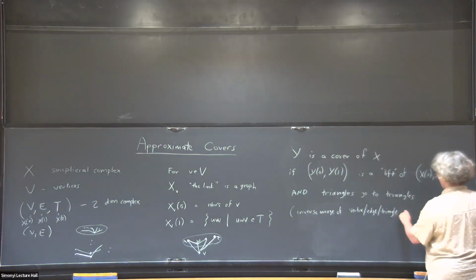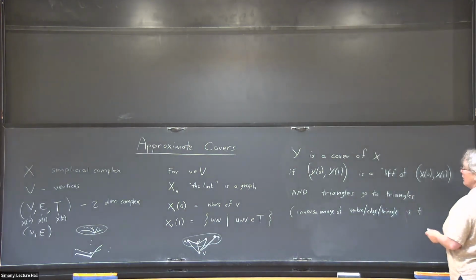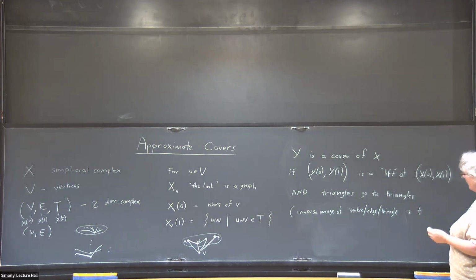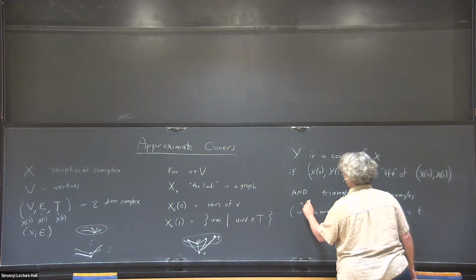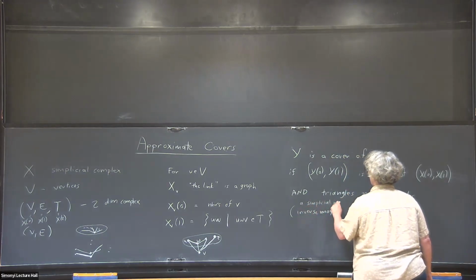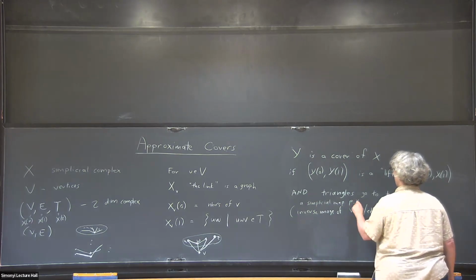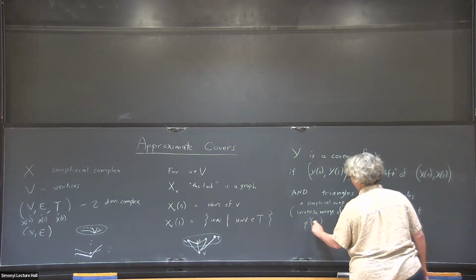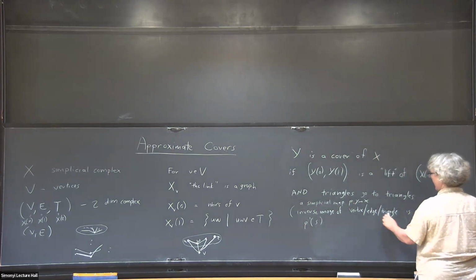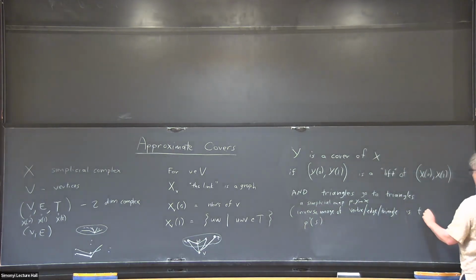Sorry, you now have a simplicial map from like the apps that you're talking about? Yeah, so it's a simplicial map P from Y to X, such that P inverse of S, if S is a face that's either a vertex, an edge, or a triangle, is T copies of the same thing, vertex, edge, or triangle.